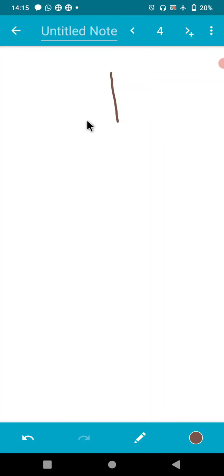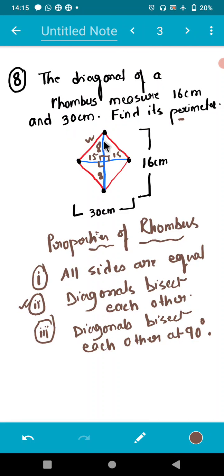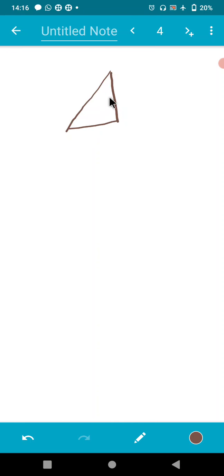Let me draw one right angle triangle for you. So we will consider this triangle. Now this is 8 and this is 15. As you see, it is quite clear from the triangle that the side opposite the right angle is always the hypotenuse. So we have to find h. This 8 we will consider as P and this 15 as B. Once we find out the value of h, we will come to know the value of each side of the rhombus.